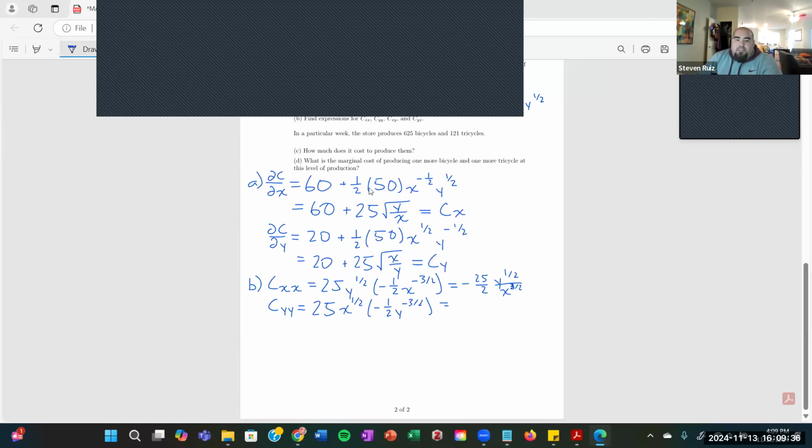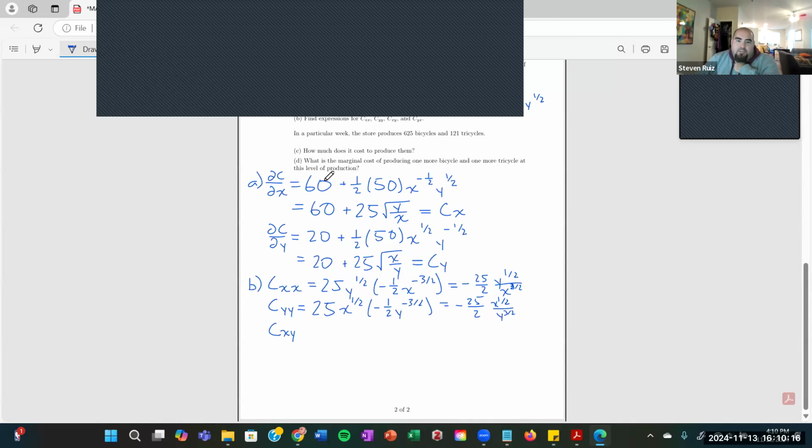All right, so if we keep simplifying, we get the same coefficient, negative 25 over 2. Actually, this should look awfully similar, just with the terms flipped. So x to the 1/2 over y to the 3/2. All right, and then the rest of these. So now we have c sub xy. So what does that mean? That means I take this partial derivative with respect to x, and I take that derivative with respect to y.